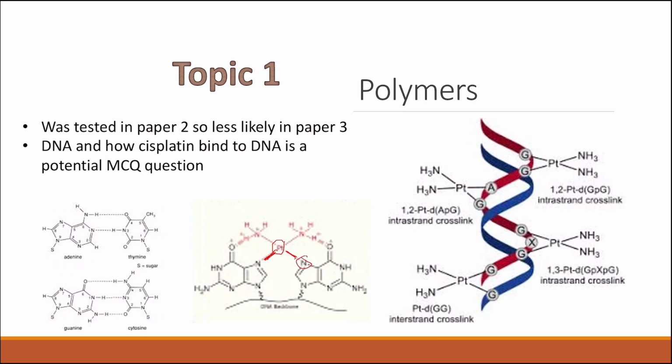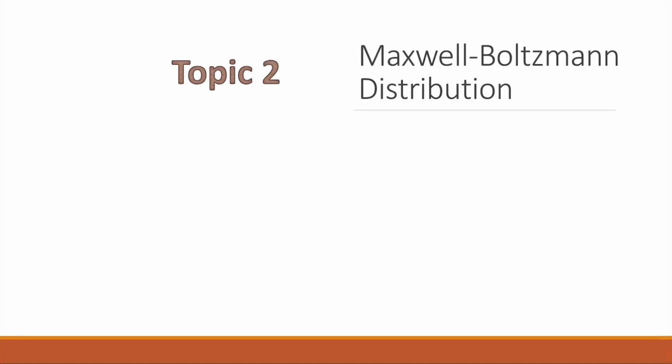So this nitrogen here on the 5-member ring is the one that links to the platinum in the complex. Also, the formation of the base pairs. Remember that adenine makes 2 hydrogen bonds with thymine, and guanine makes 3 hydrogen bonds with cytosine.